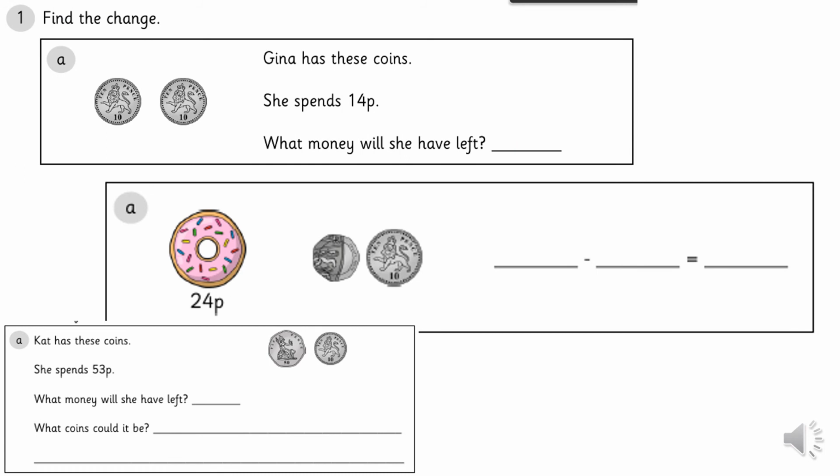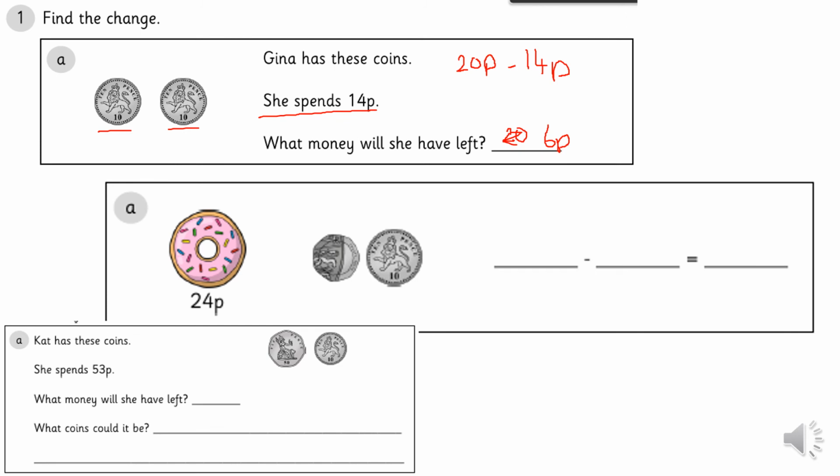So your activities today. So Gina has these coins. She spends 14p. What money will she have left? So she's got two 10p's. 10p and a 10p is 20p. Do your workings out in the boxes. It will help you. She spends 14p. So for this one, I would put 14 in my head and count 15, 16, 17, 18, 19, 20. She would have 20. I'm so silly. She would have 6 pence left.